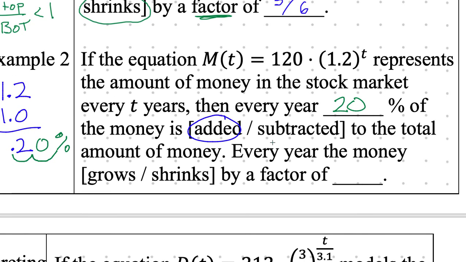And then I can answer the second question. Every year the money either grows or shrinks. Well, we know it grows because it's bigger than 1, so I can come down here and say, yes, it is indeed grows. By what factor? Oh, it used the word factor. Whenever it says factor, you just copy down whatever's there, 1.2.